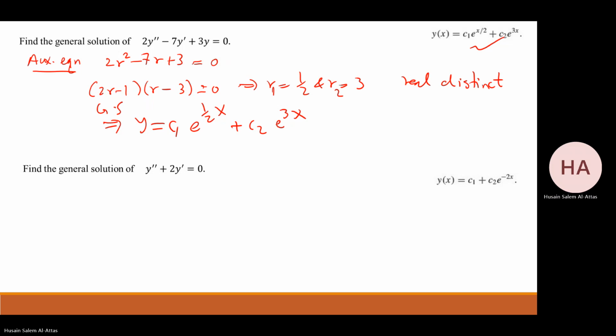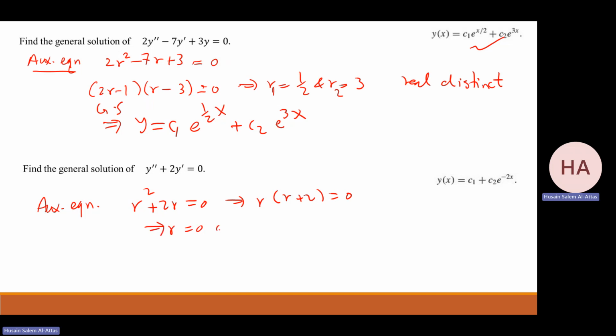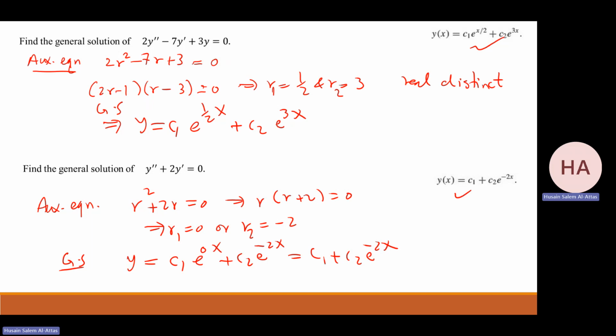Another example, I have the auxiliary equation r squared plus 2r equals 0, which I can solve: r times r plus 2 equals 0. So I have r equals 0 or r equals minus 2, r1 and r2. So what is the general solution? y equals c1 e to the power 0x plus c2 e to the power minus 2x. e to the power 0x is 1. So I have c1 plus c2 e to the minus 2x.